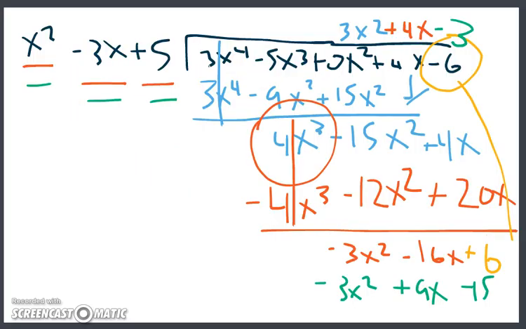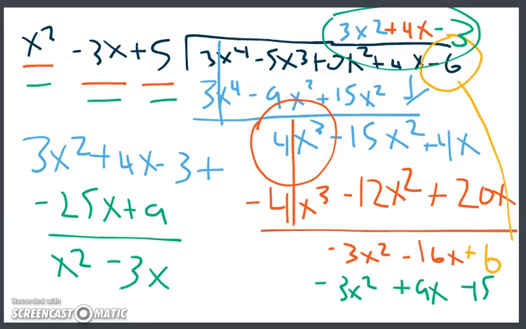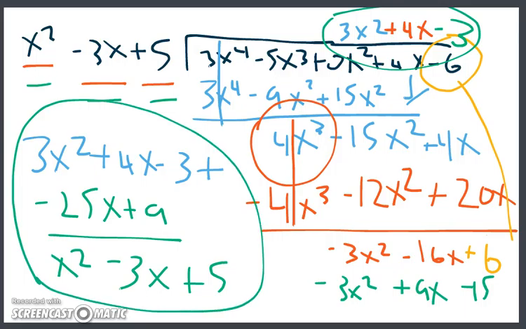Now your answer will be this, which is 3x squared plus 4x plus your remainder, which is negative 25x plus 9, over the polynomial you divided by, which would be x squared minus 3x plus 5. So this right here would be your answer.